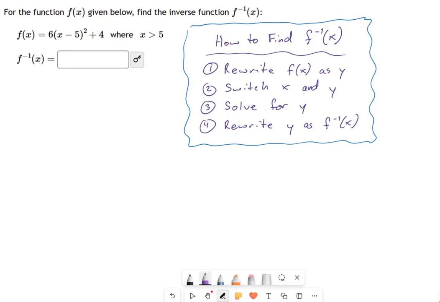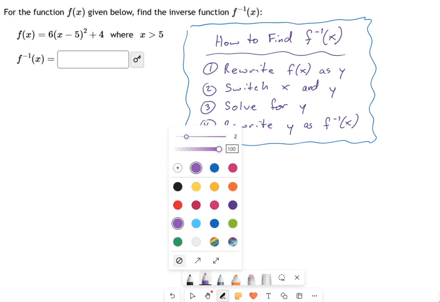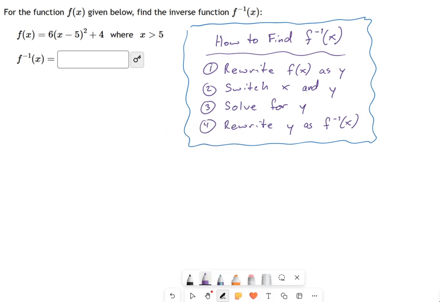We're going to find the inverse of this equation right here. This is a quadratic equation, which you can tell because it has a little squared business on it. In other words, it's a parabola. But there's a little bit of a twist in this one. It's not super vital or complicated.